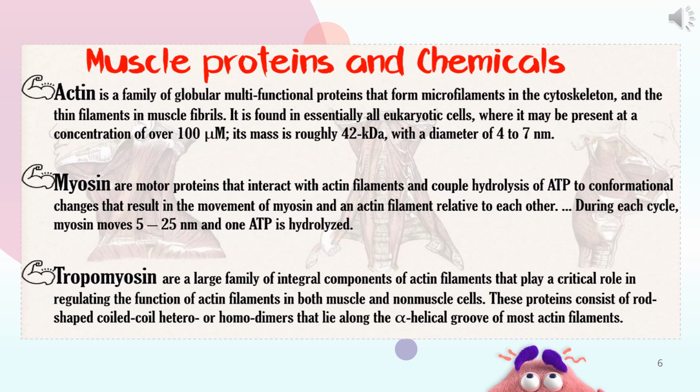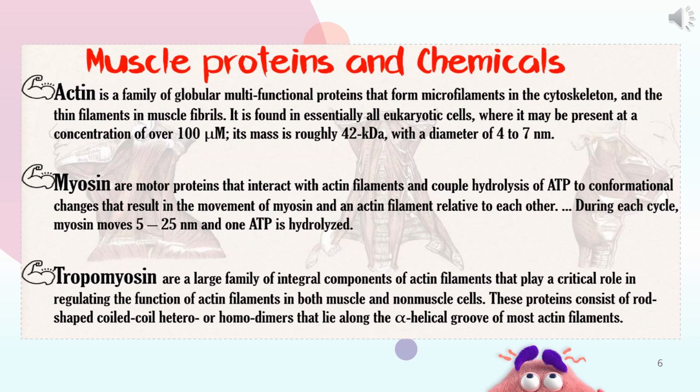Muscle proteins and chemicals. First one, actin. Actin is a family of globular multifunctional proteins that form microfilaments in the cytoskeleton and the thin filament in muscle fibrils. It is found in essentially all eukaryotic cells, where it may be present at a concentration of over 100 μM. Its mass is roughly 42 Dalton with a diameter of 4 to 7 nanometers.